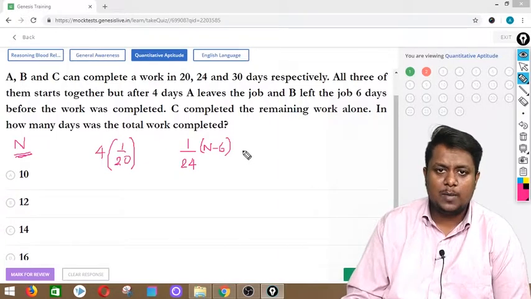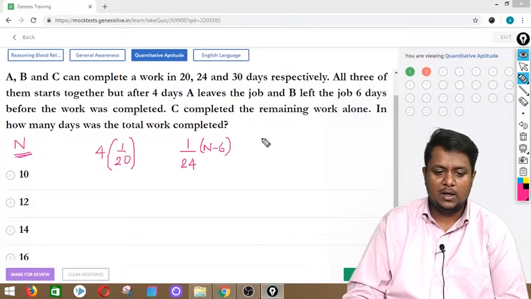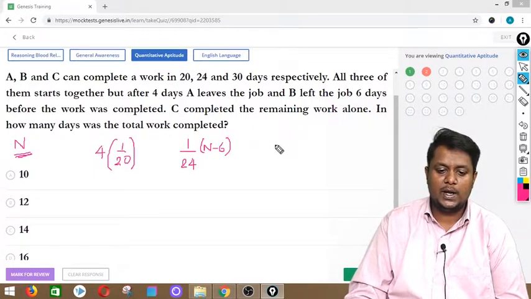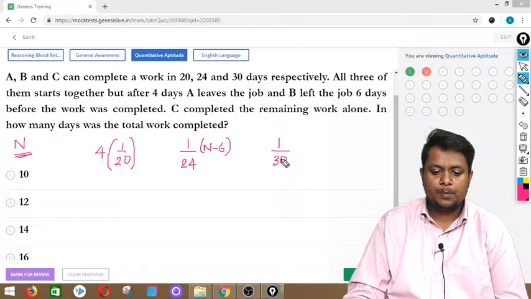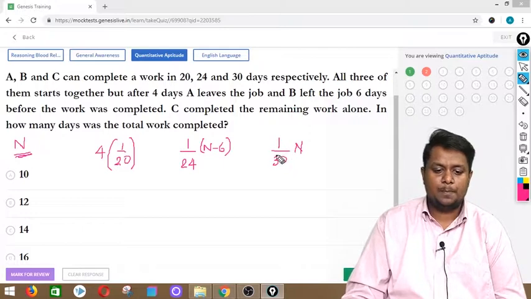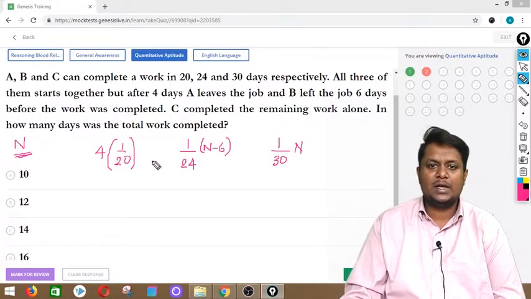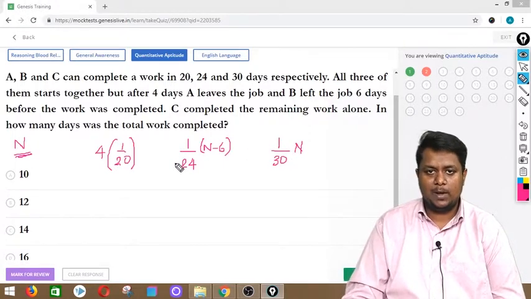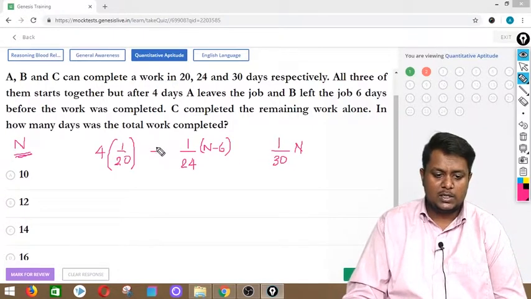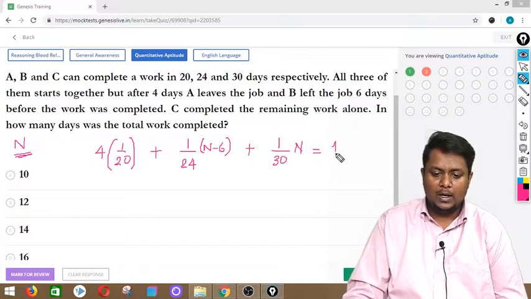The per day work done by C is 1 by 30. He can complete the work in 30 days, so the fraction of work that he can do in 1 day is 1 by 30. Now he has worked for n number of days, so his fraction of work done is n into 1 by 30. Now a certain part of the work is done by A, a certain part by B, and a certain part by C. When we add all these works together, we get one complete work.